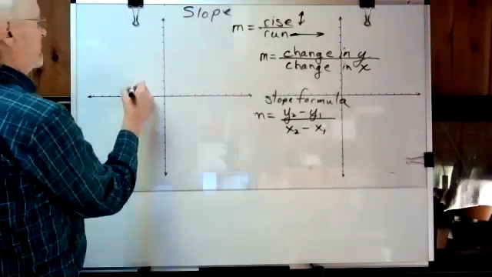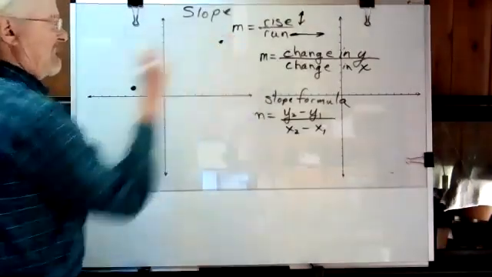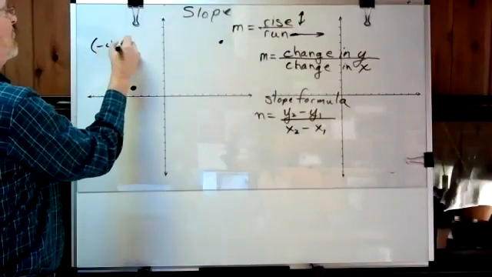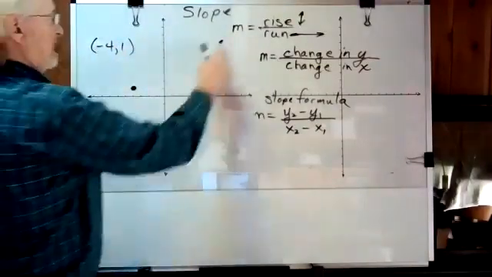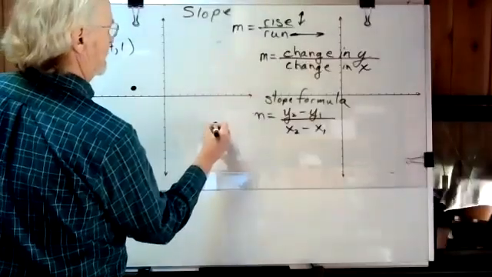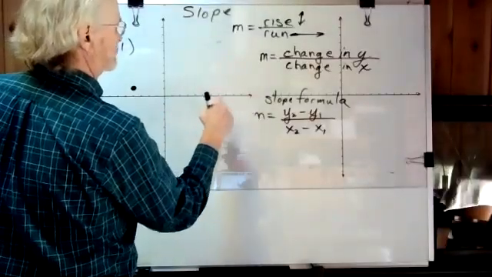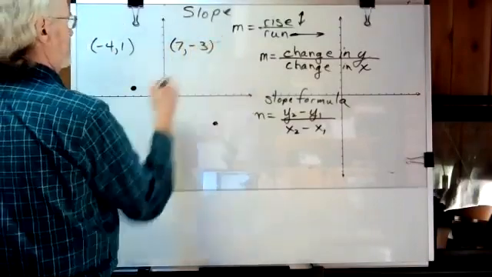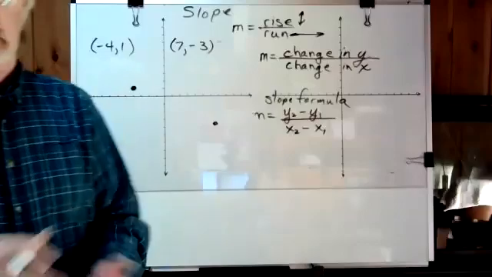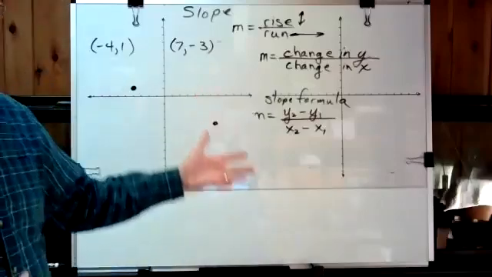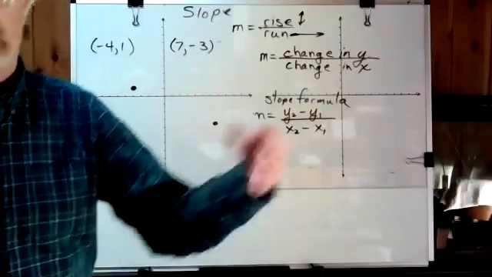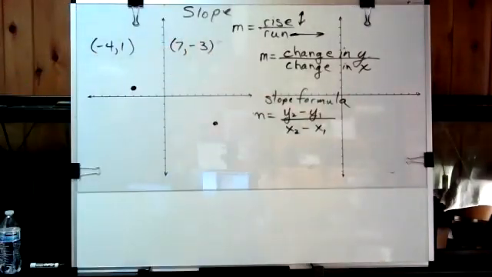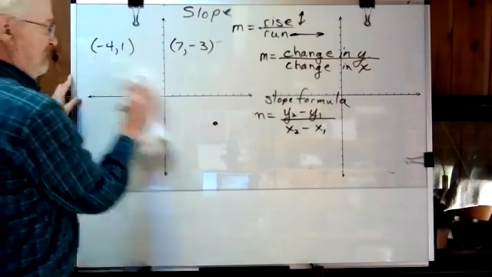What if I have one over here, one up here? I'm just going to make up some. Let's see, that's -4, 1. And in fact, I'll put this one down here, okay? And we'll call this 7, -3. I can still do the same calculation. I just have to watch out for the minus minus. That's what happens when you've got some negative values in for your point values, right?